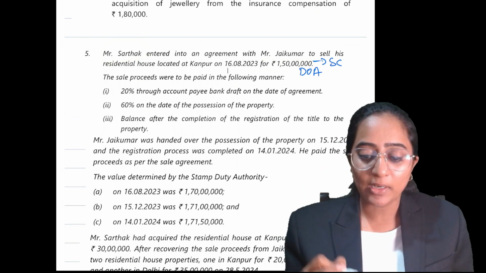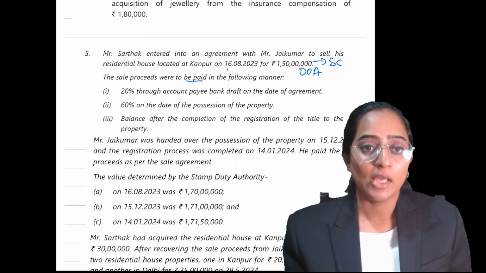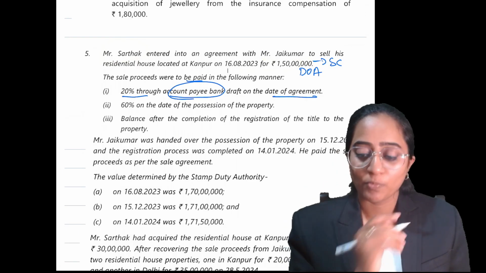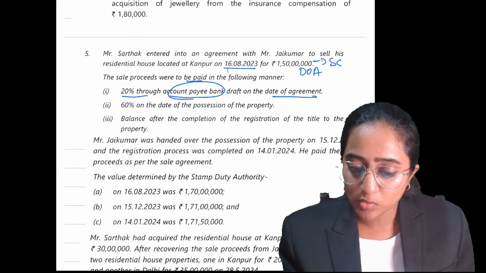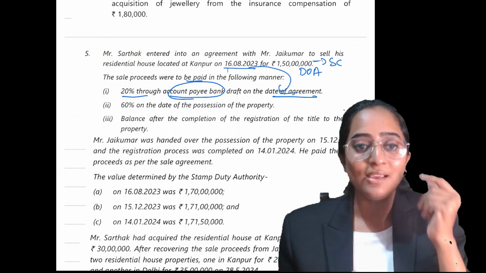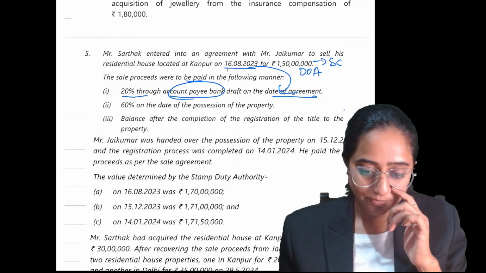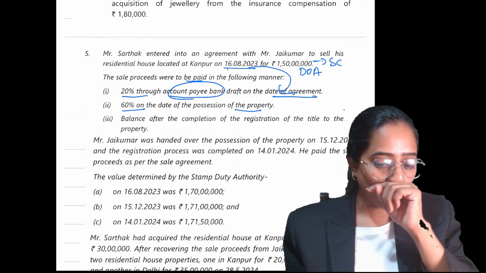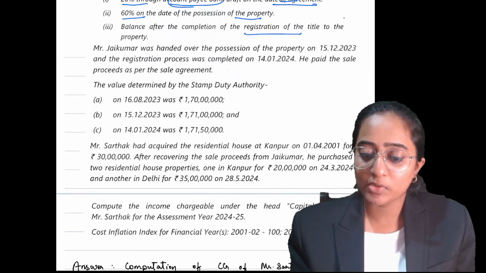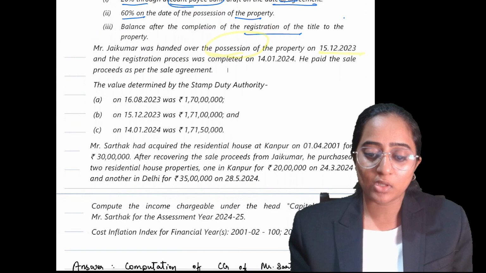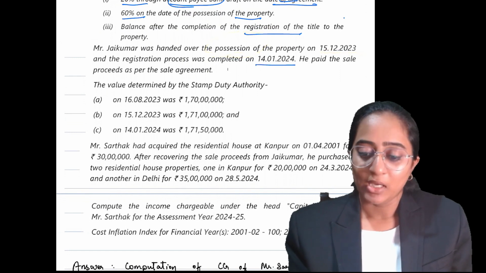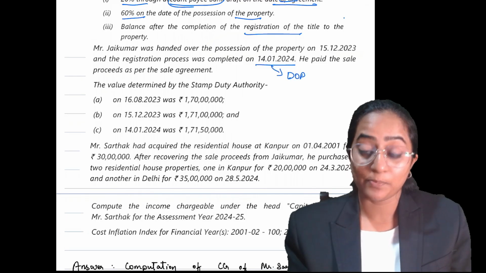At the time of the date of agreement, what has happened? Sale proceeds were as follows: 20% paid through account payee bank draft on the date of agreement, that is on 16/8/23 only. Clear? 60% on handing over possession of the property, balance after completion of the registration. Mr. Jaikumar, this fellow, handed over the possession of the property on 15/12/2023 and the registration process was completed on 14/1/2024. Can I say this is going to be your date of registration?